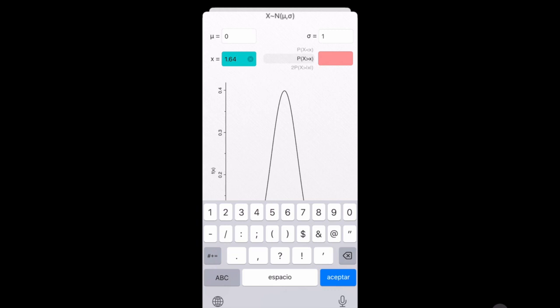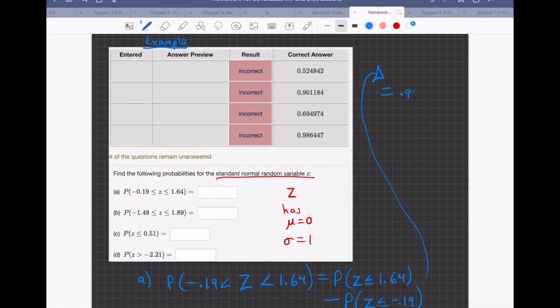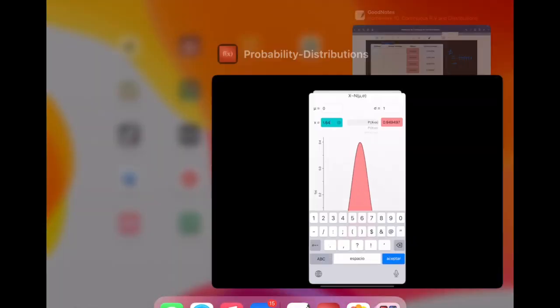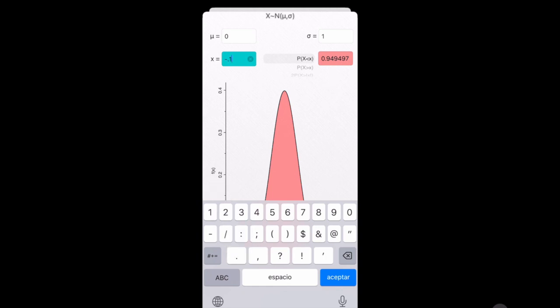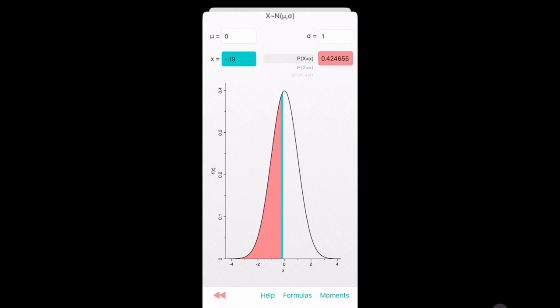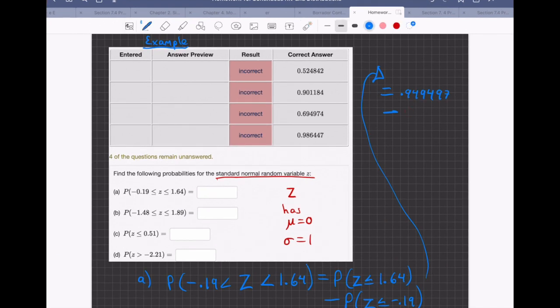1.64, 0.949497, minus now the one for negative 0.19. Negative 0.19, enter. 0.424655. Actually, yeah, notice the application is giving you the graph. 0.424655. And if you do the subtraction of these two, 0.949497 minus 0.424655, we're supposed to get the answer.